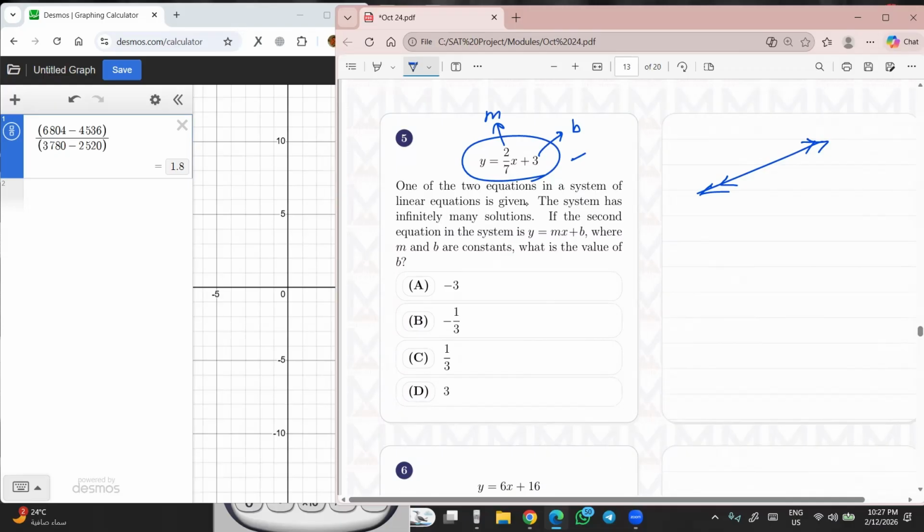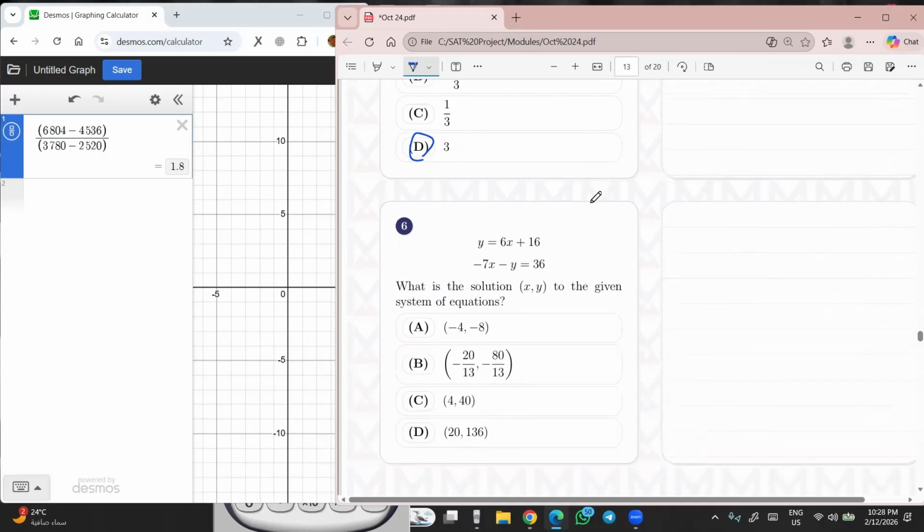If the second equation of the system is this, where m and b are constants. What's the value of b? Of course, the value of b is the same as the value of 3. And the value of m is the same as the value of 2 over 7. So we can just compare because they have infinitely many solutions. That means they are the same equation. They are one equation. So b is the same as 3, so just choose 3, letter B.